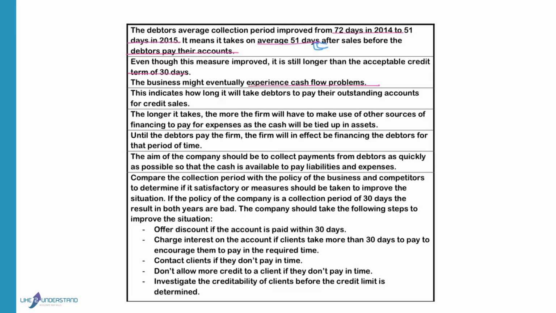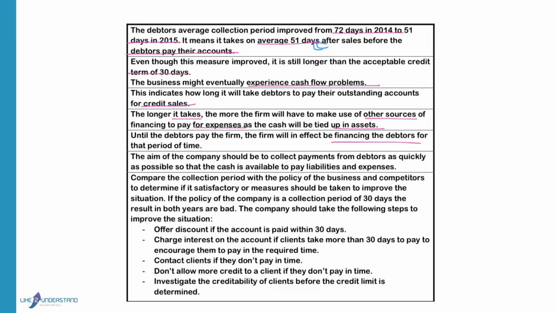This indicates how long the debtors take to pay their outstanding accounts for credit sales, because the longer it takes, the more the firm will have to make use of other sources, so from borrowings or creditors, to finance the expenses, because all the cash is then tied up in this debtors. Until the debtors pay the firm is actually financing the debtors for that whole time, because they owe the money to the business and the money of the business is tied up in this debtors.